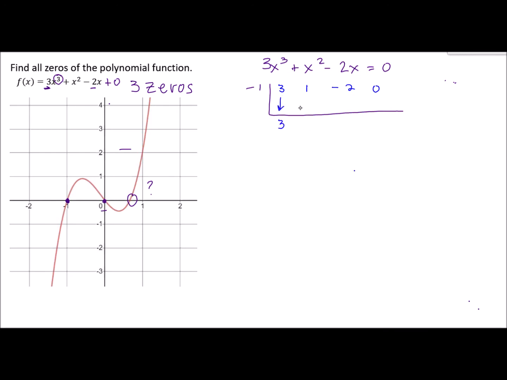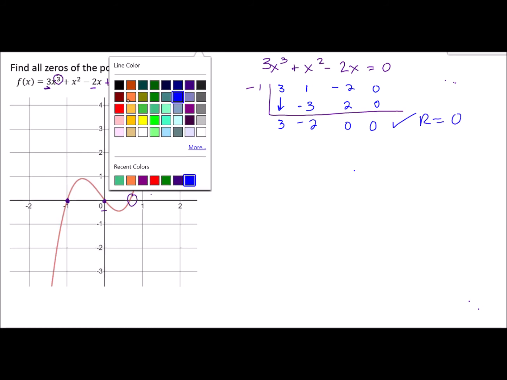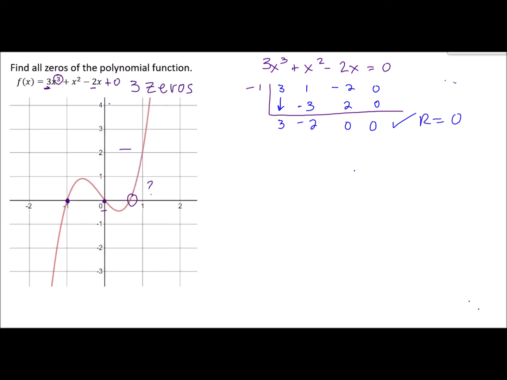Bring down the 3, add together. Woohoo, the remainder equals 0. Now I'm going to put my variables back in at this point because I started at x cubed, which means now I'm down to x squared, x, and the constant. That constant, of course, doesn't affect anything because it's 0.